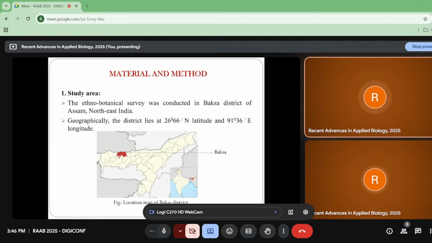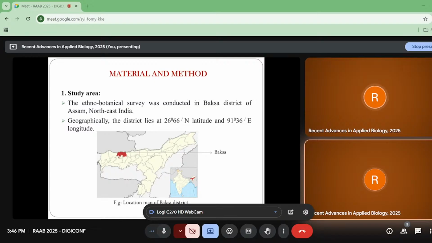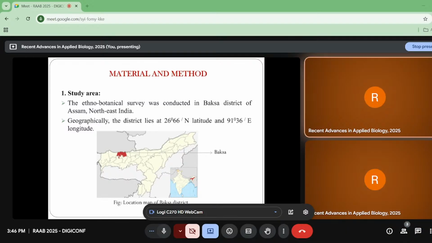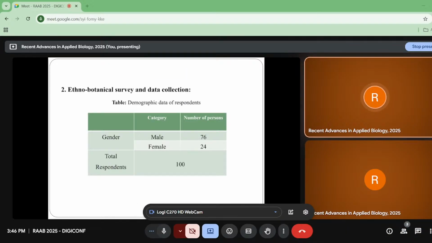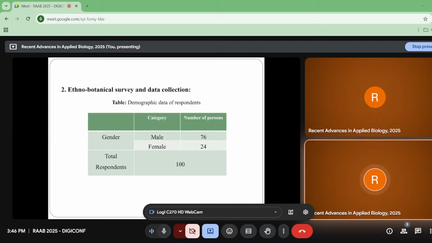So we can see here the location map of Baksa district in Assam. Here we surveyed a total of 100 respondents. Among them, males were 76 and females were 24.